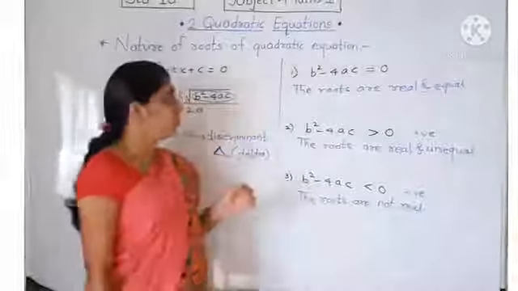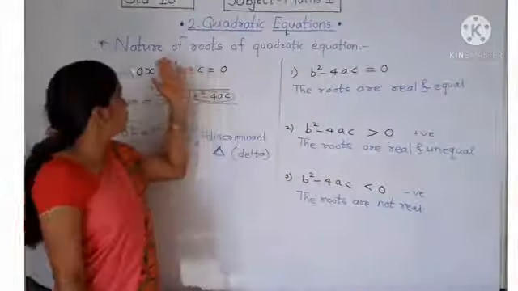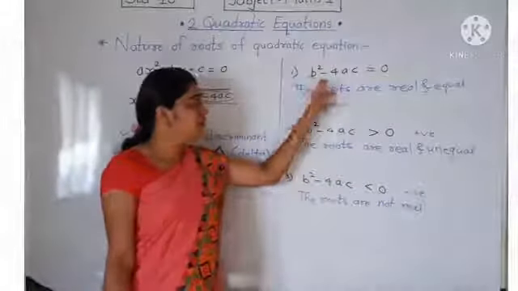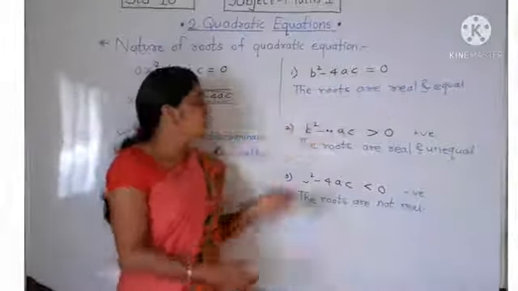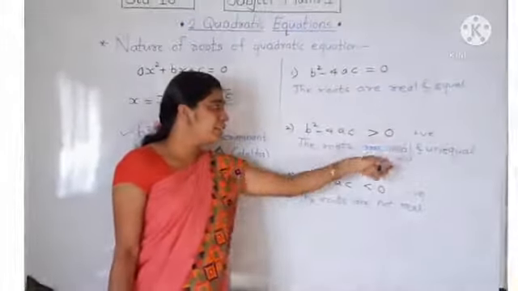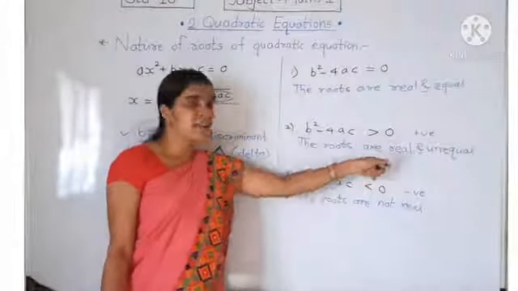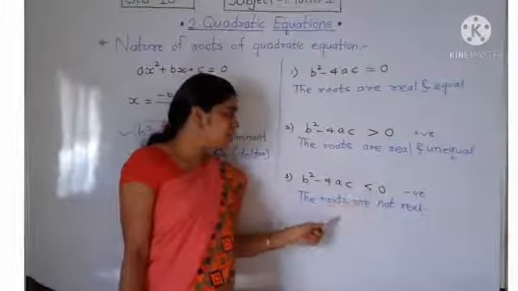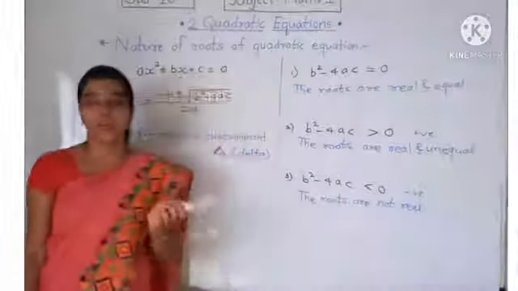Okay? So the nature of roots depends on these three possibilities. If b square minus 4ac is equal to 0, then roots are real and equal. If b square minus 4ac is greater than 0, then roots are real and unequal. And if b square minus 4ac is less than 0, then the roots are not real.